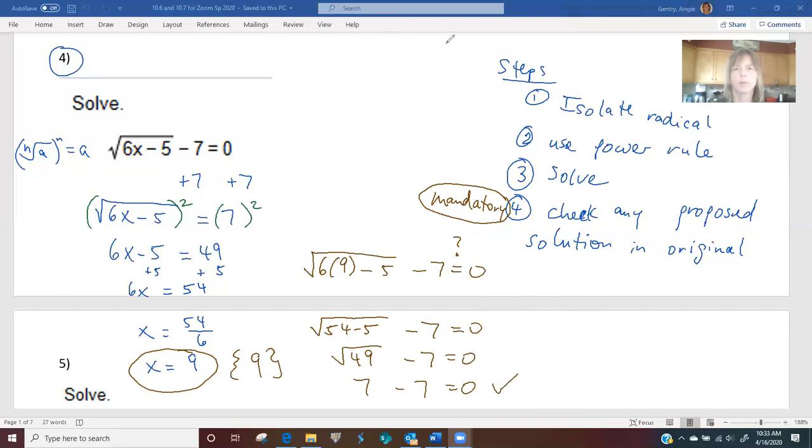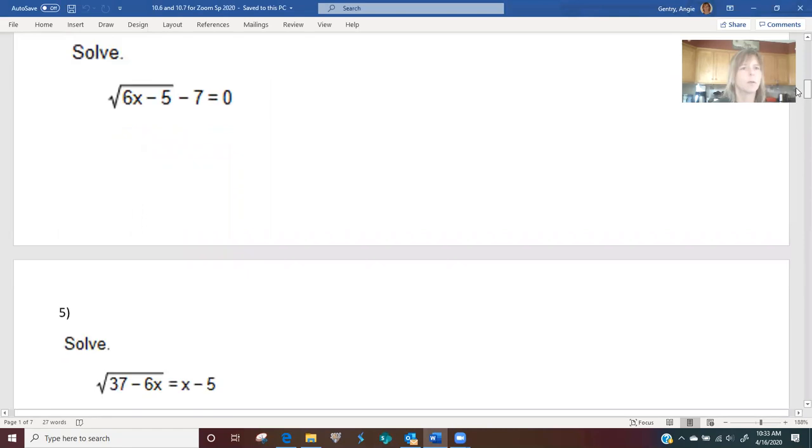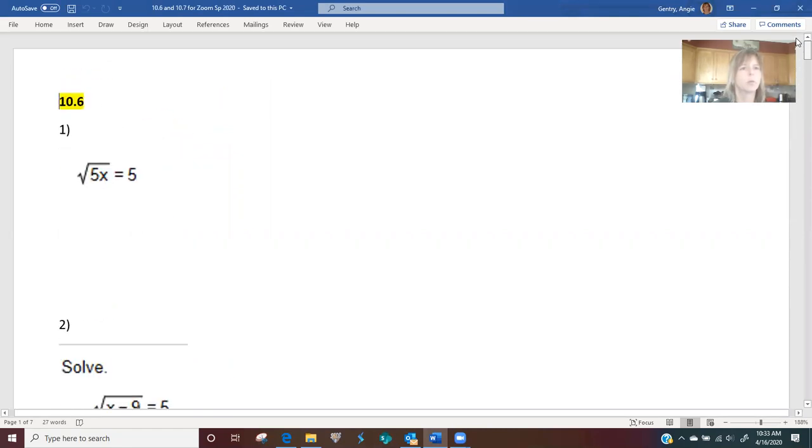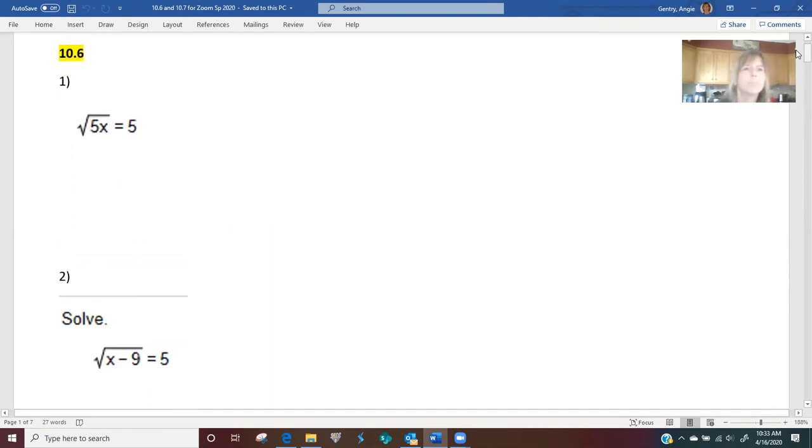So I'm going to clear drawings. I'm going to move around now. Now we're going to do a couple of the easier ones. Excuse me while I move around on my paper here. Let's do this one. Okay, so 10-6, this is how it starts in your homework. Because we're going to do 10-7 too, but not on this video.